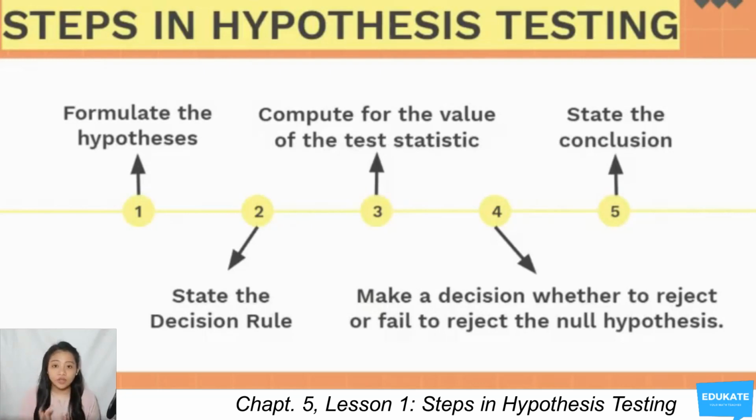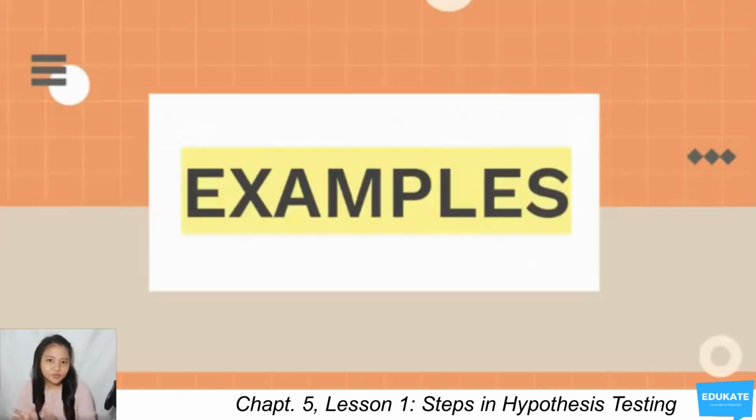All in all, there are 5 steps in hypothesis testing as follows. Step 1, formulate the hypothesis. Step 2, state the decision rule. Step 3, compute for the value of the test statistic. Step 4, make a decision whether to reject or fail to reject the hypothesis. And step 5, state the conclusion. So now let's move to the examples.